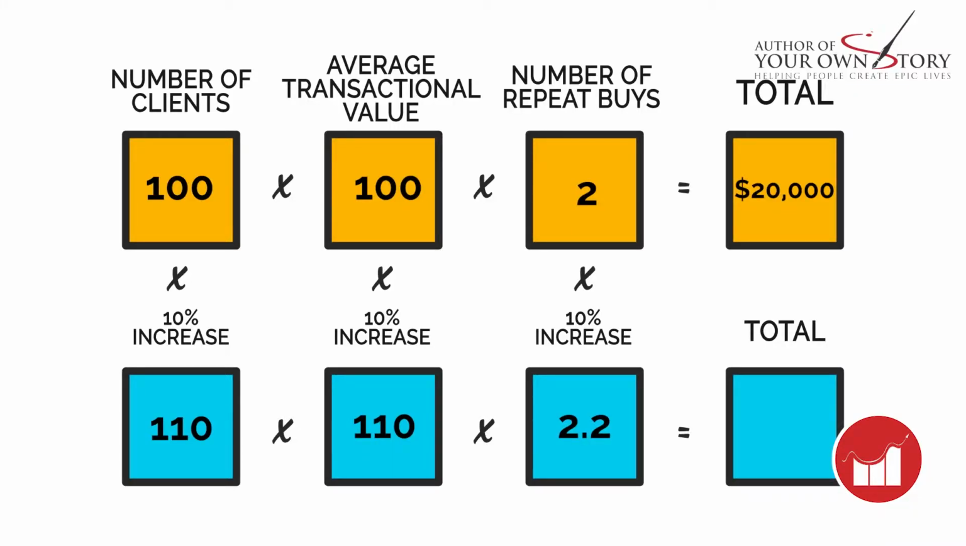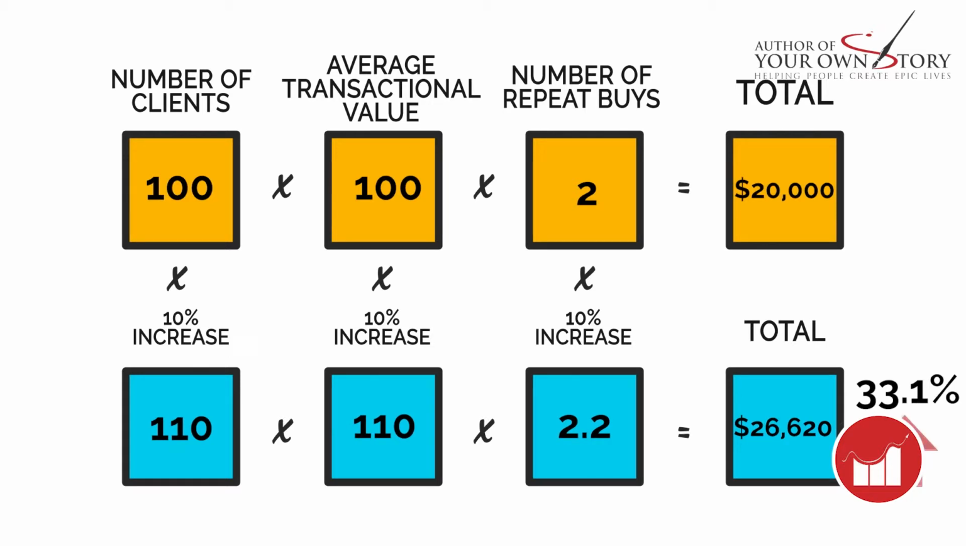Now think about this. If you do increase all 10%, you're really increasing your business by 33.1%. I'll say that one more time because it's impressive. If you take your business and increase it 10% across those three areas, clients, average transactional value, and repeat purchases, by the end of the year, in this example, you've increased your business by 33.1%. That's amazing. Very doable, very sustainable.